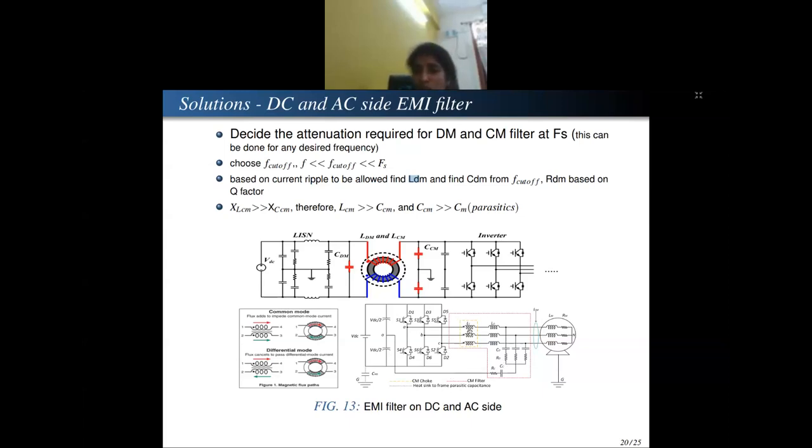Why do two types of chokes have to be used? One is the normal inductor, and another is the common mode choke. Let's see what it is, and why we have to put a common mode choke and a differential mode choke separately.